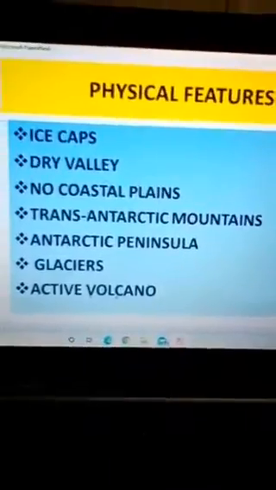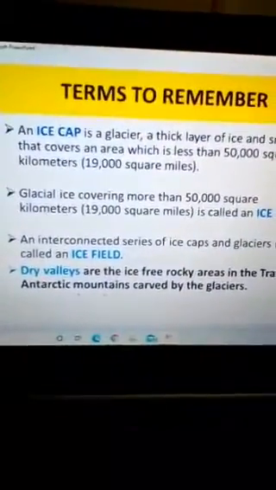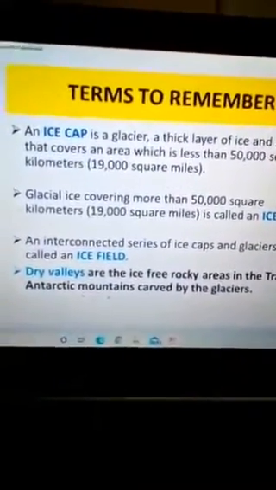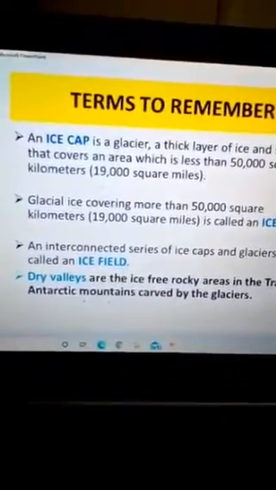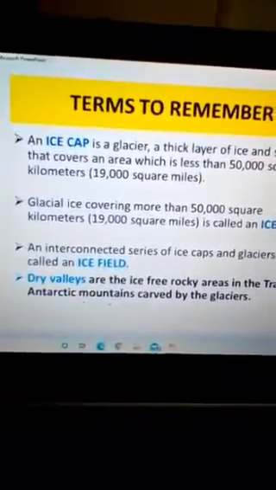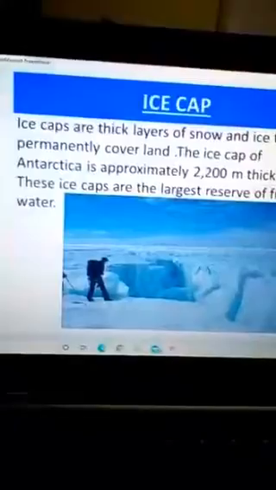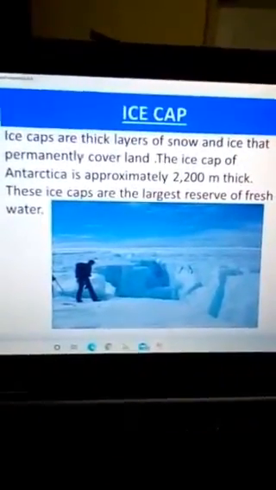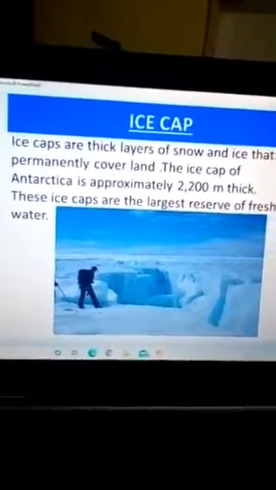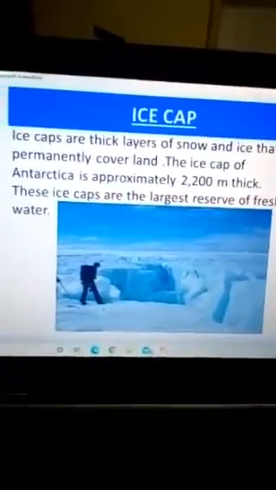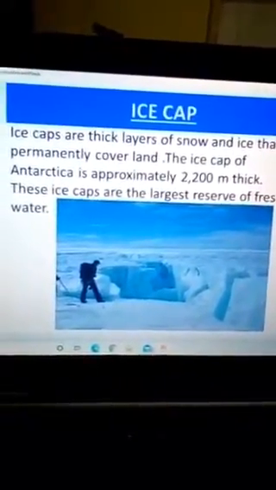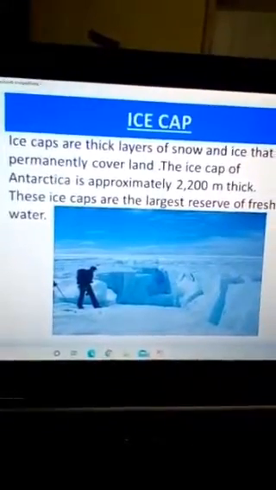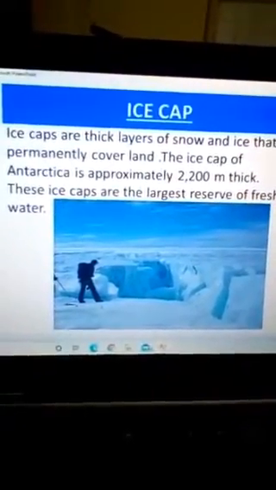Now, what is an ice cap? An ice cap is a glacier, a thick layer of ice and snow that covers an area which is less than 50,000 square kilometers. Here we have a nice picture of an ice cap for you to understand that these are thick layers of snow and ice that permanently cover the land.